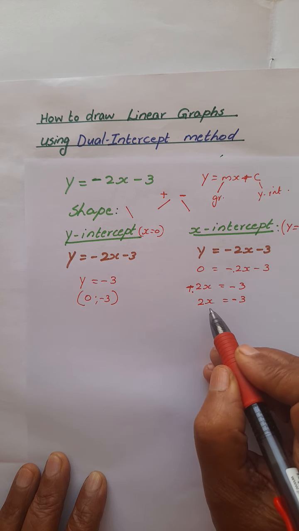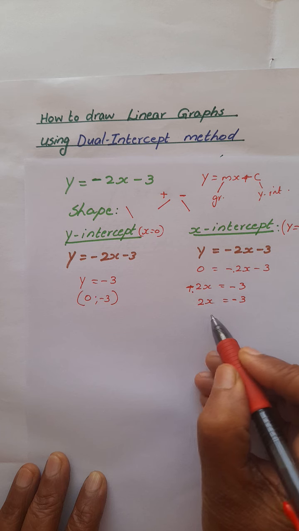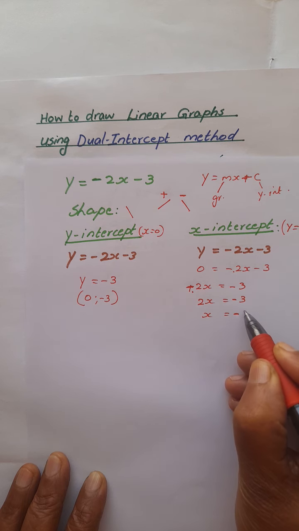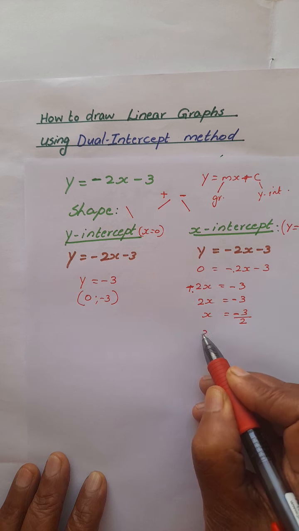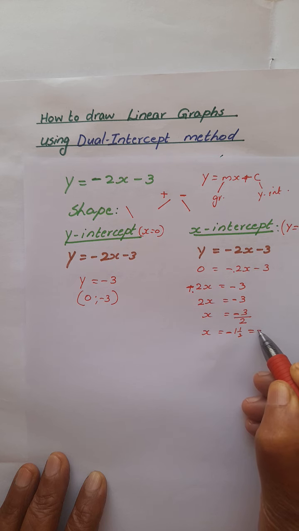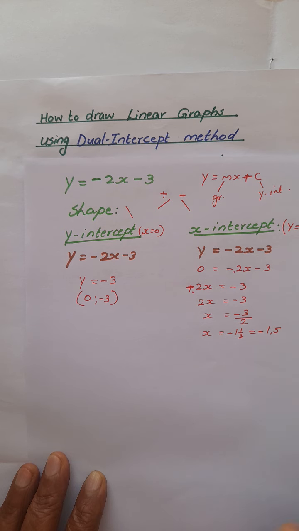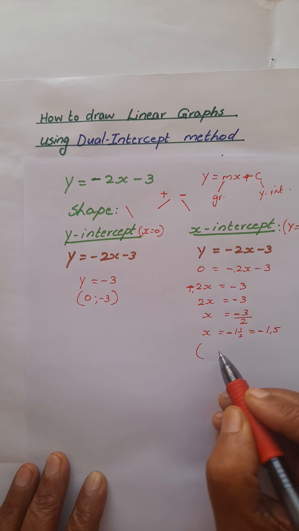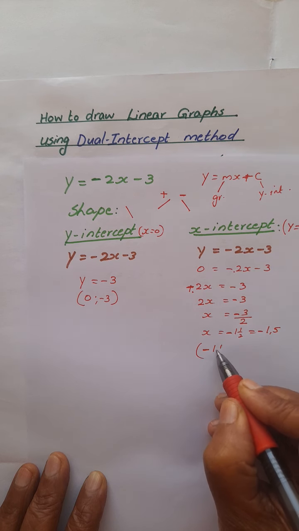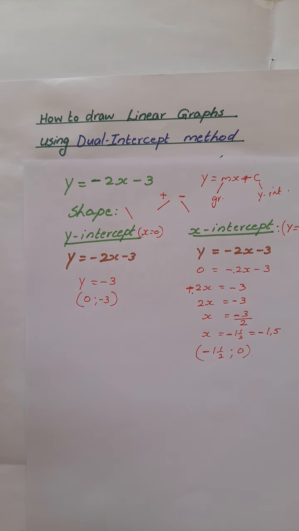We want the x by itself. So how do we get rid of this? Here we are multiplying by 2, so we have to divide by 2. So x is equal to negative 3 over 2. That is the same as negative 1.5 if you want to write it in decimals. Okay, so let's write it in coordinates. That is negative 1.5, and what is our y coordinate? It is 0.